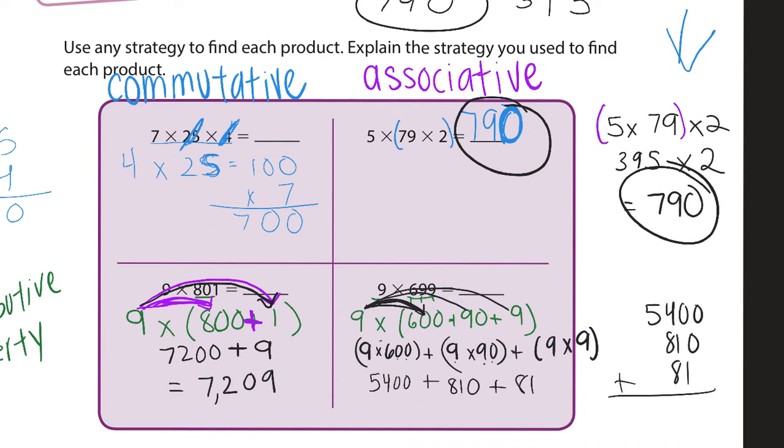I like to add, when I have several numbers, I like to add them up and down or vertically so that I can line them up and I don't make mistakes. So 0 plus 1 is 1. 8 plus 1 is 9. 8 plus 4 is 12. And 5 and 1 is 6. My answer is 6,291.